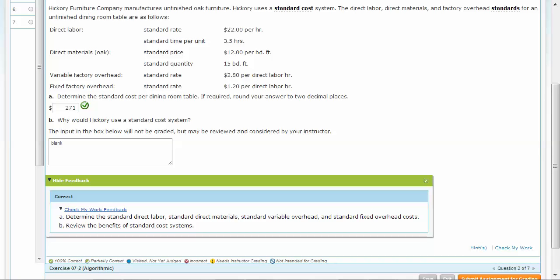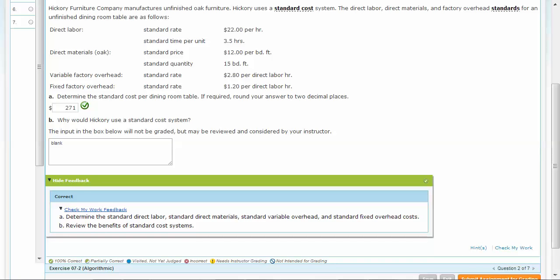And then it says, why would Hickory use a standard cost system? Well, the reason we're going to use a standard cost system is so that we can compare what our actual costs were to the standard costs. We've planned out how much we should use. We can now measure the efficiency of how we use the materials, whether we're using too much, or we're paying too much, or saving money.